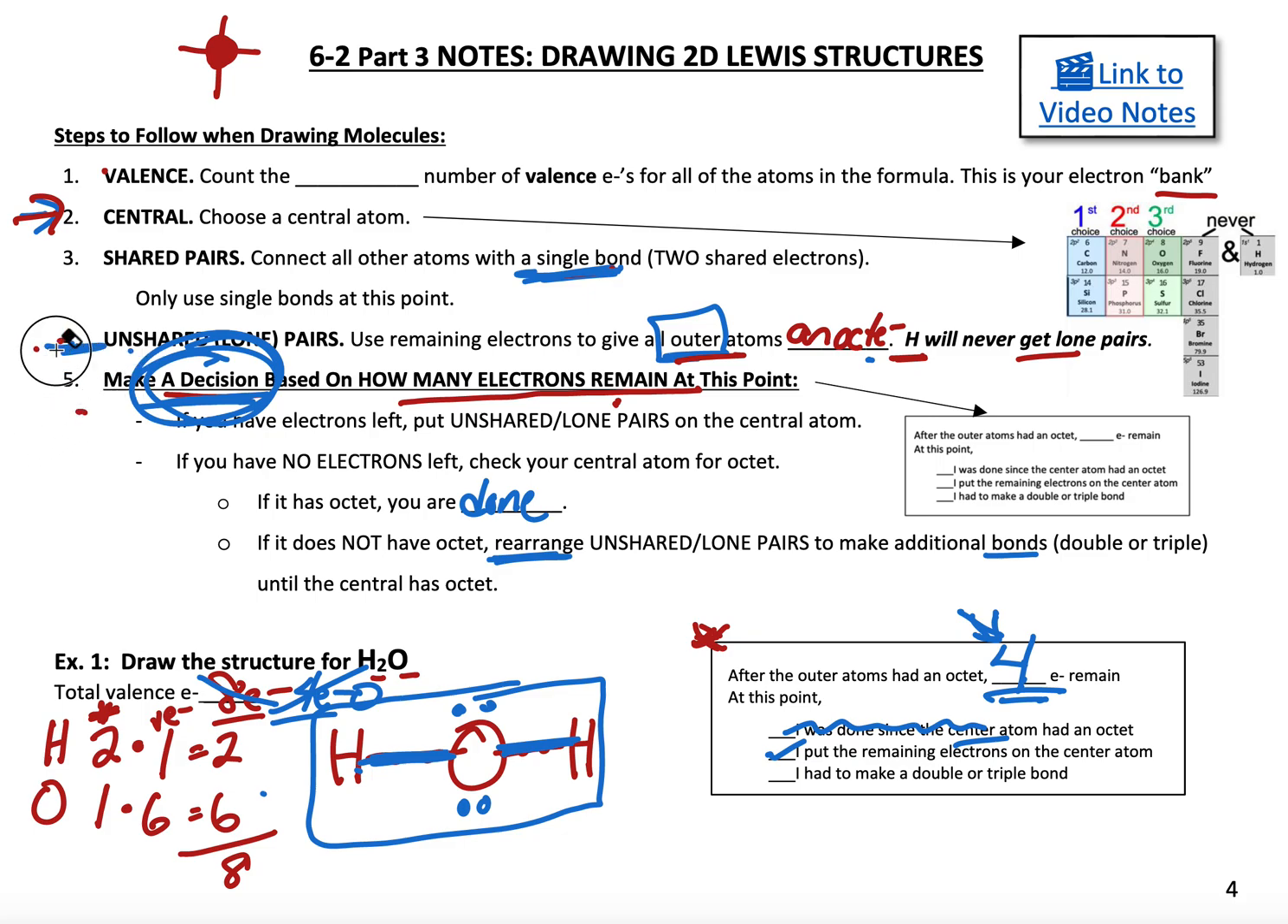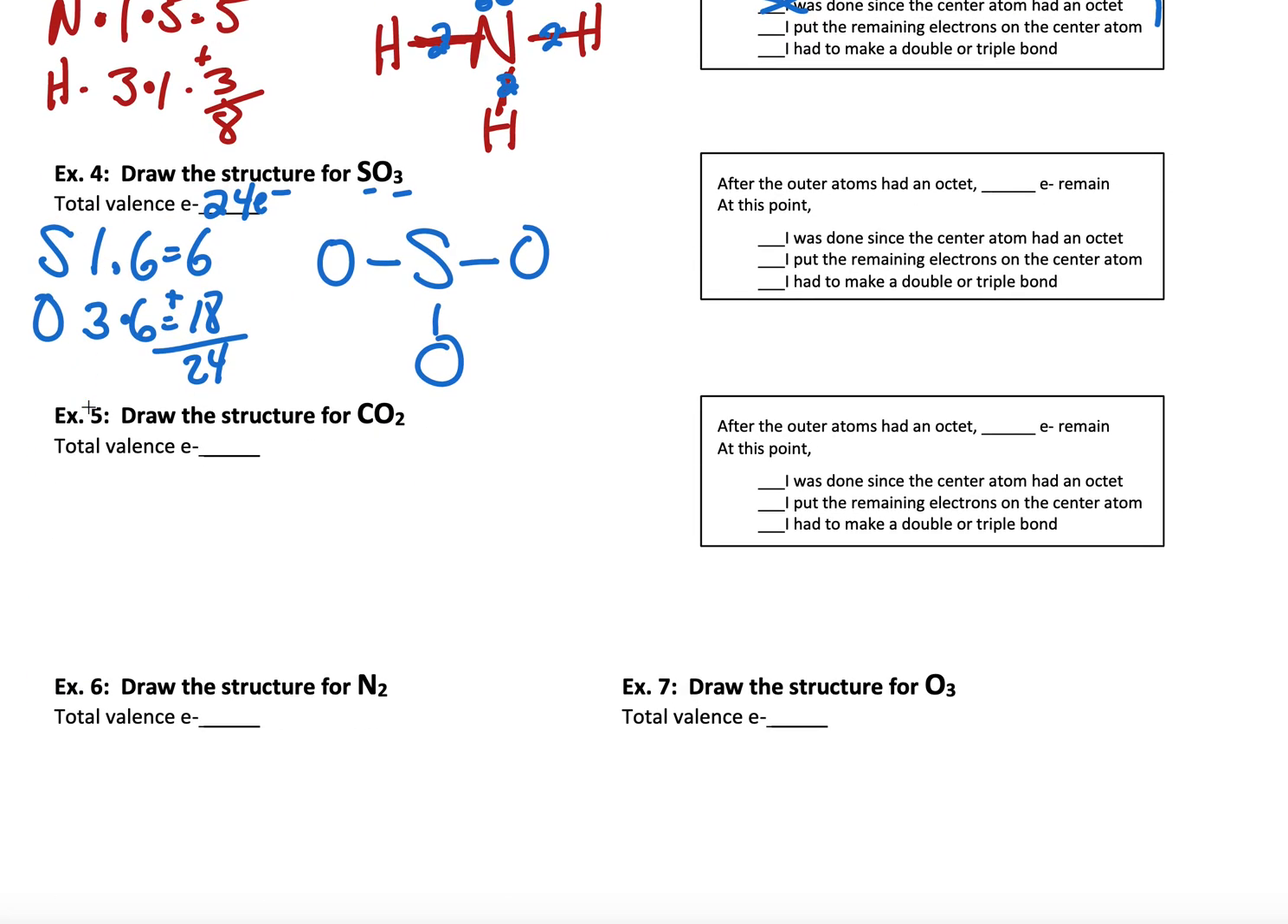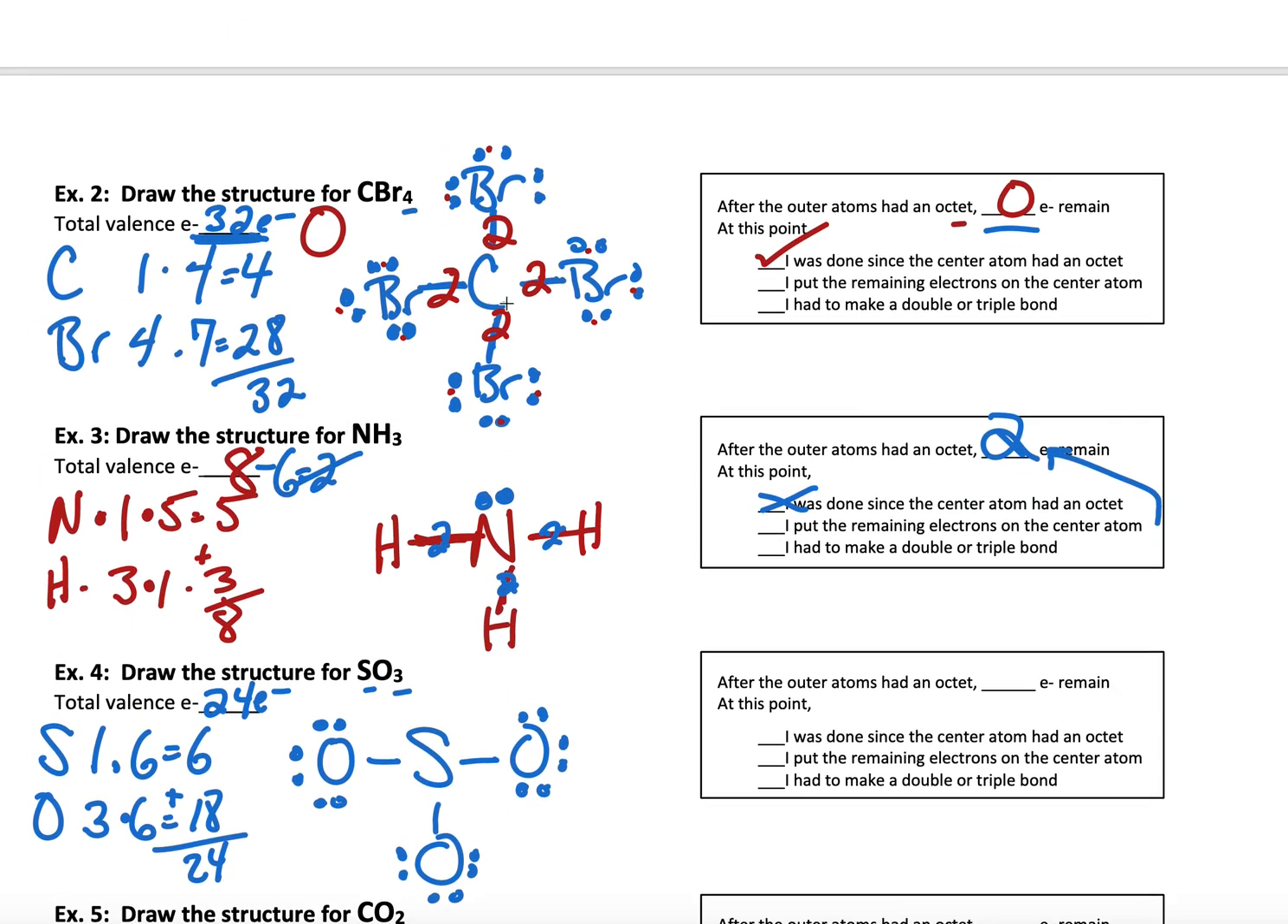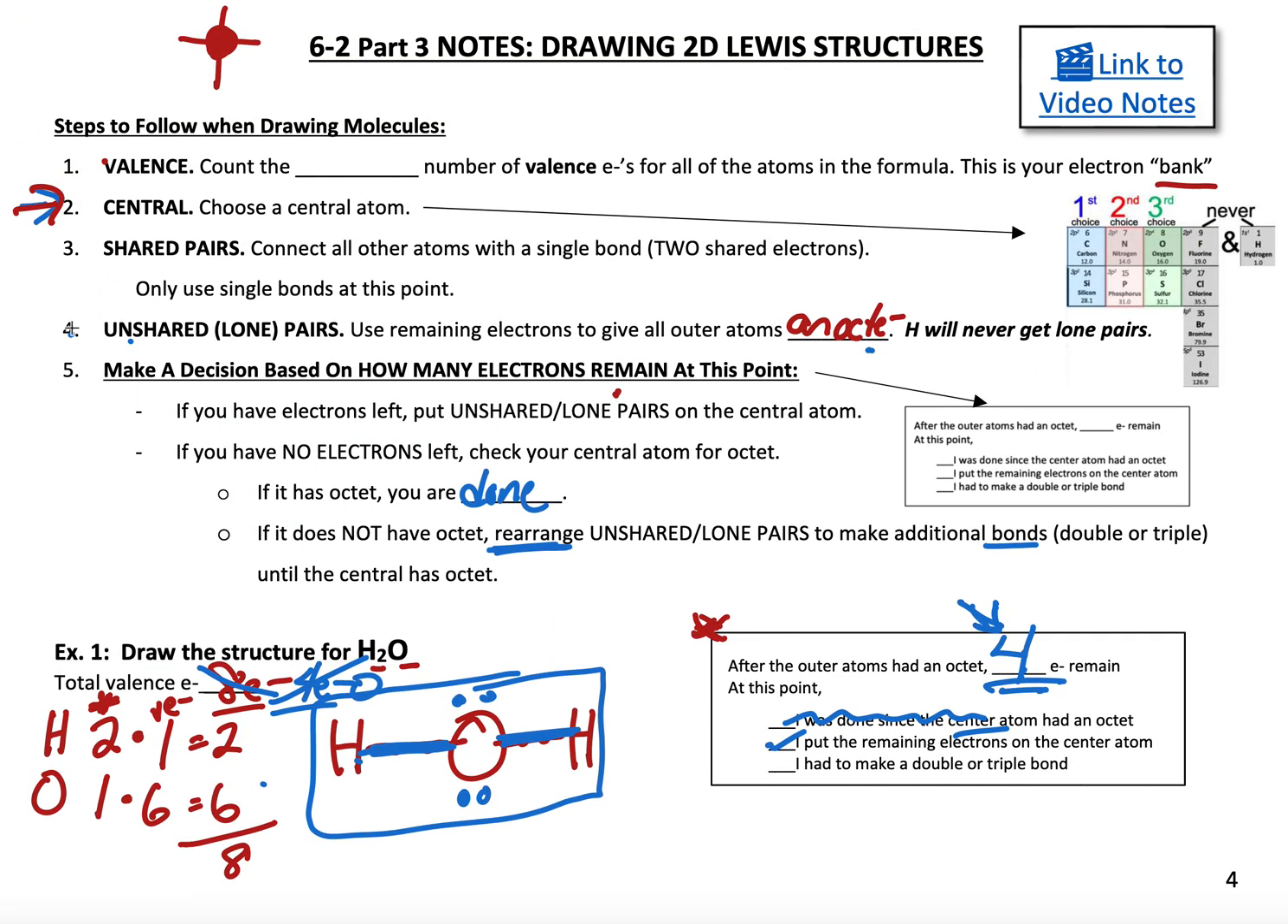Step 4 says give all the outer guys an octet. So oxygens all around the sulfur, they need their octet. They need to have 8. Right now they only have 2 in the bond. So I'm going to give it 6 more. So that guy has an octet. I'm going to give this one 6 more. Plus the 2 it shares, it has an octet. This one gets 6 more. So all my outer guys have an octet at this point. I just finished step 4.